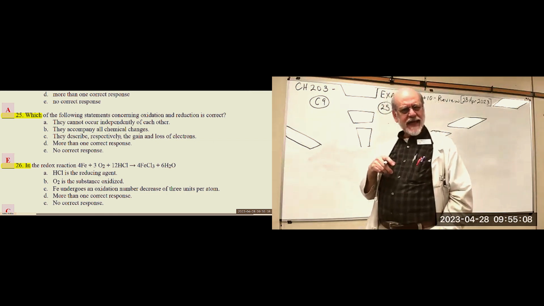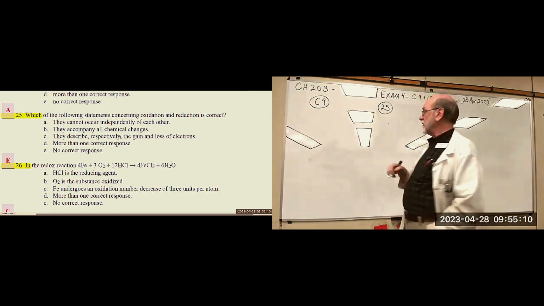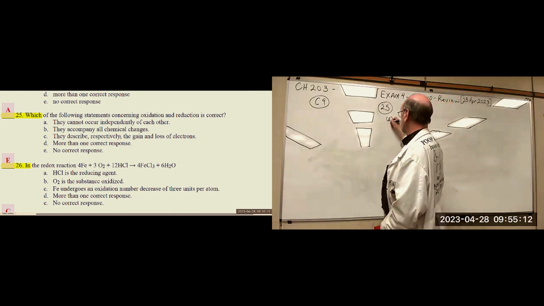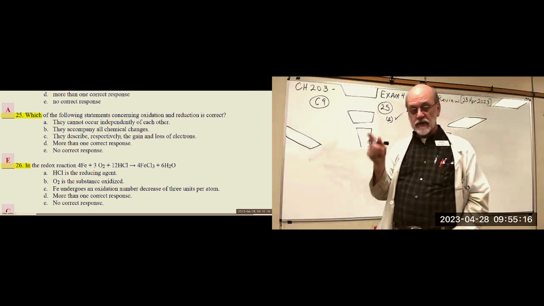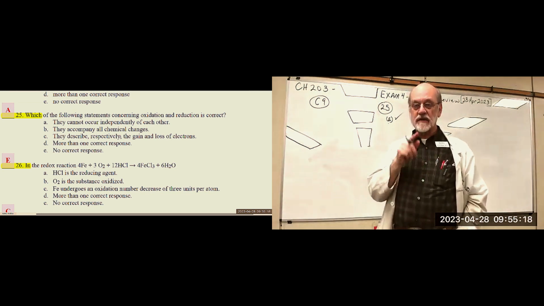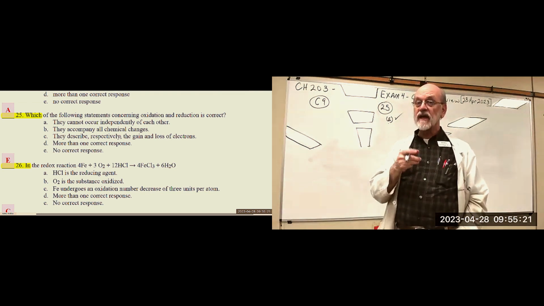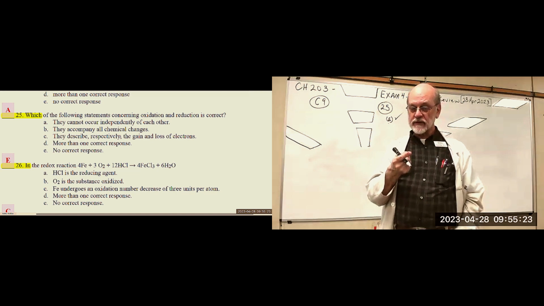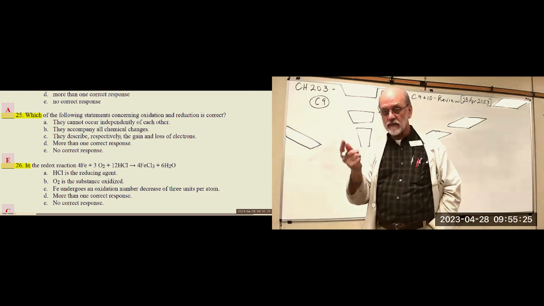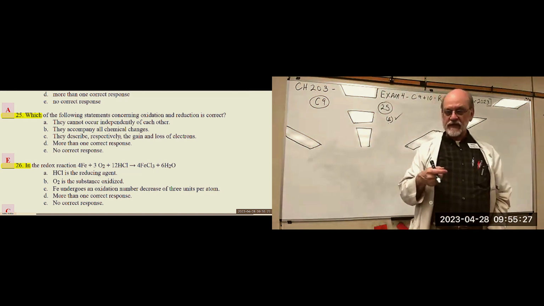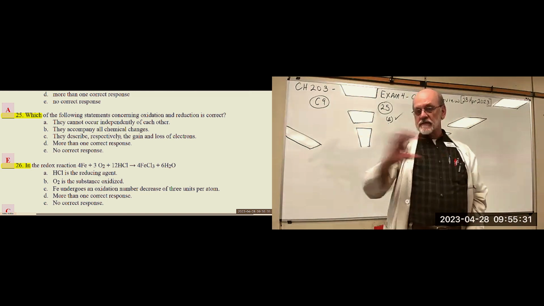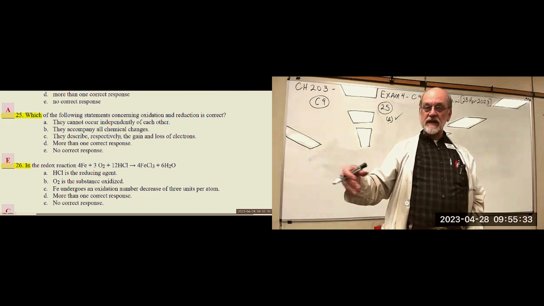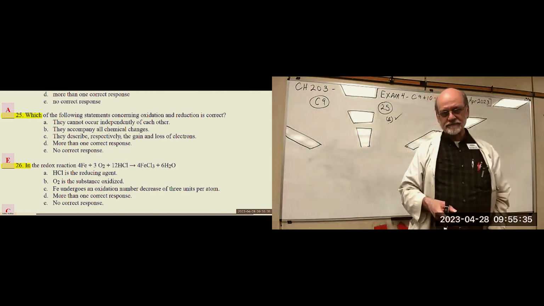Which of the following statements concerning oxidation reduction is correct? About A, they cannot occur independently of each other. That one is definitely true. They always occur together. Reduction and oxidation must match, in fact, the number of electrons that are moved. Each one must be equal. If the oxidation step loses 4 electrons, the reduction step must gain 4 electrons.